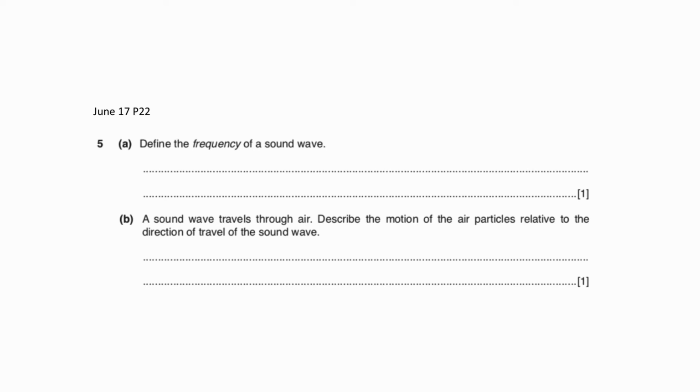Right, part B: a sound wave travels through air, so describe the motion of the air particles relative to the direction of travel. The way to answer is to say that the direction of oscillation of the air particles is parallel to the direction of travel. So what you can say is oscillations, or back and forth motion of the particles. But if you just say that the particles move parallel to the direction of wave travel, that will be wrong. So you must mention what kind of movement.